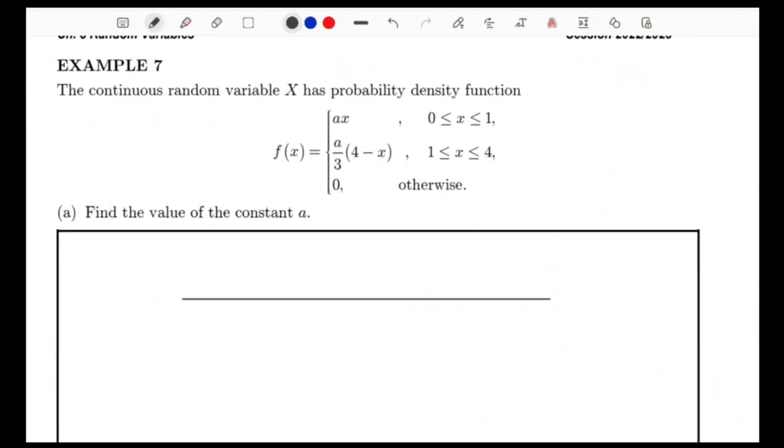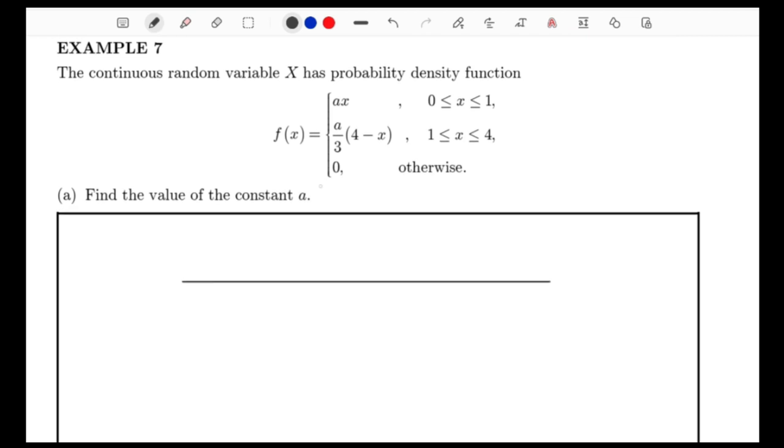Example 7. The continuous random variable x has probability density function as follows. Find the value of the constant a. So in order to find the constant a, we need to integrate from negative infinity until infinity for the function and make it equal to 1.